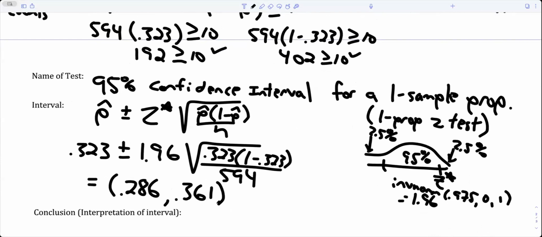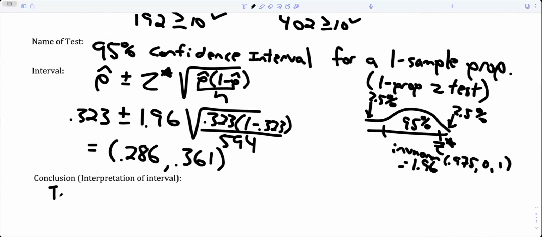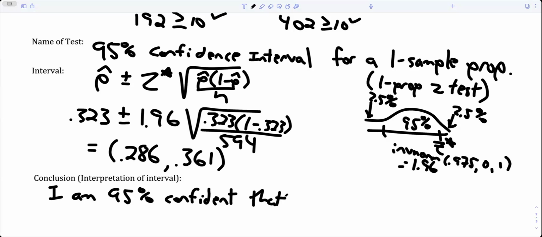And the last thing I'm going to do is write my conclusion, which is the interpretation of the interval. We say I am 95% confident that the true proportion of parents that buckle up.